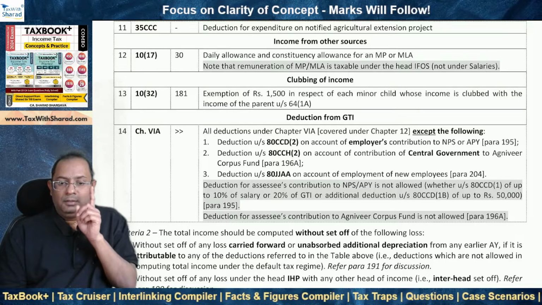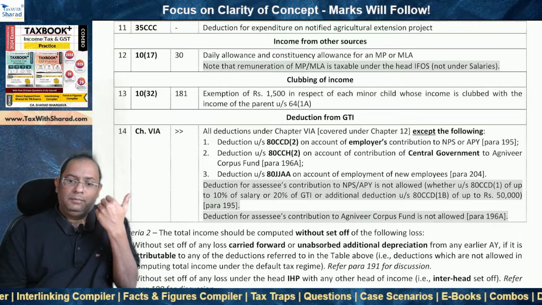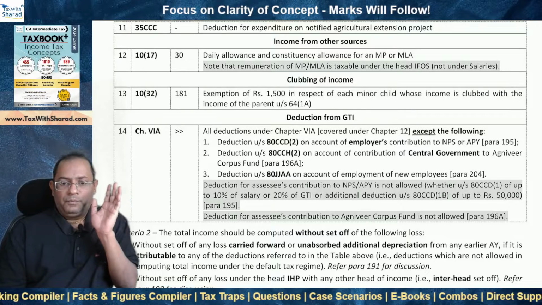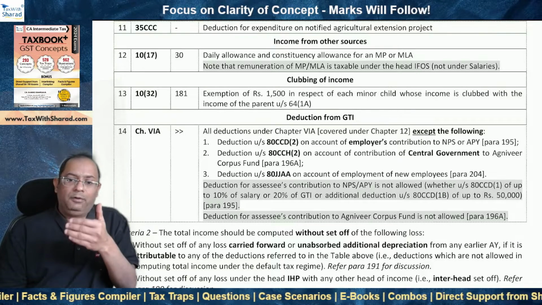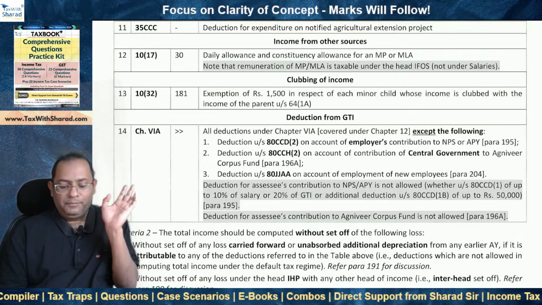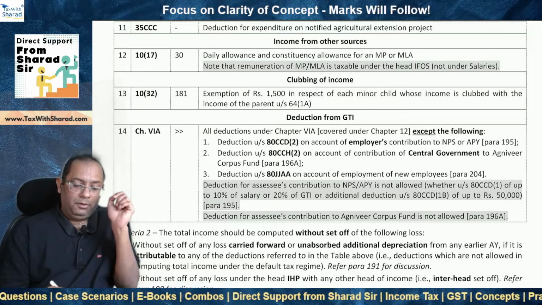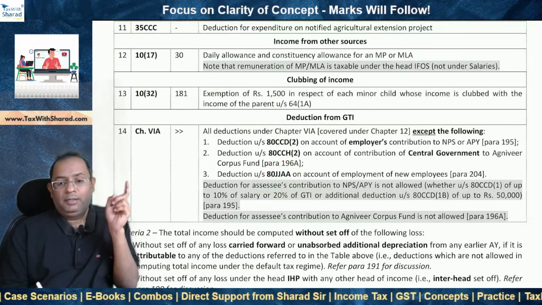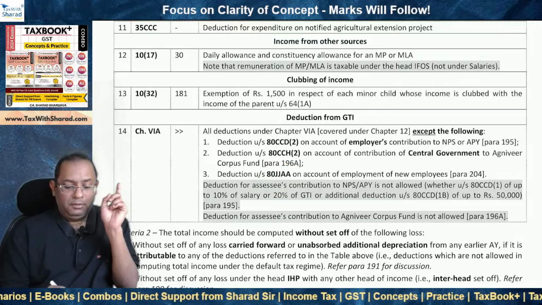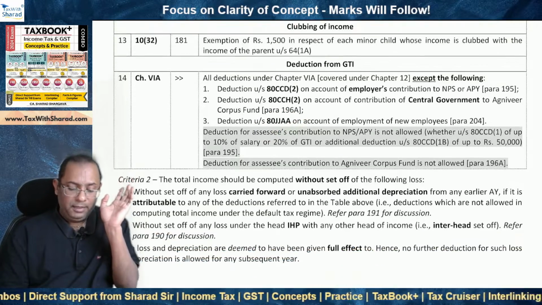Okay, this is where many students make a mistake. They don't allow 80JJAA in default tax regime, and they add back for computing AMT as well. This is wrong. You should add back while computing AMT, but you should not add back while computing total income under default tax regime, because 80JJAA is not blocked under default tax regime.